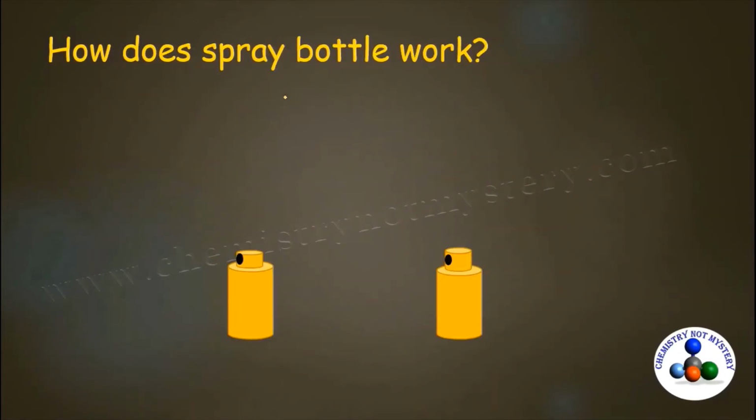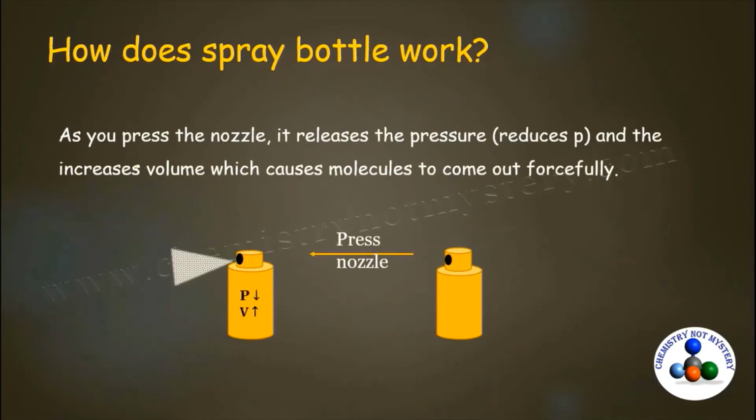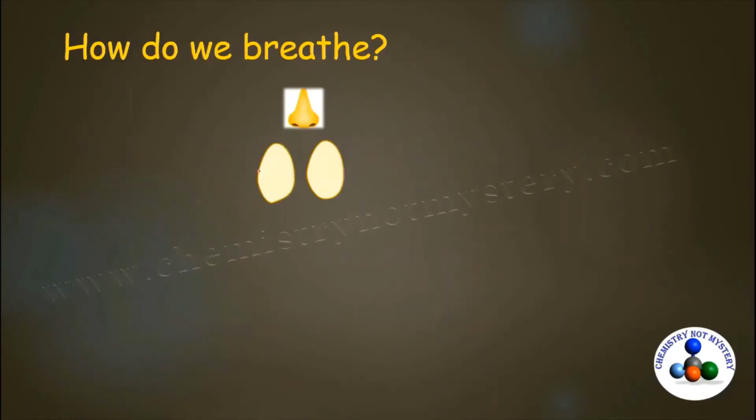How does a spray bottle work? When we press the nozzle, spray comes out. On pressing the nozzle, it releases the pressure. That means pressure reduces. And on reducing the pressure, volume increases, which causes molecules to come out forcefully.